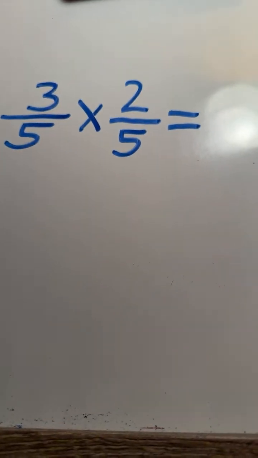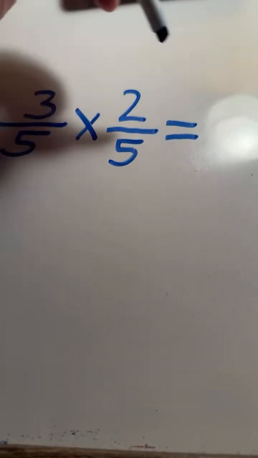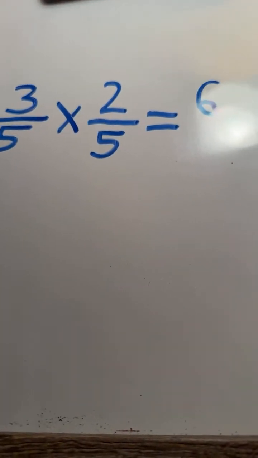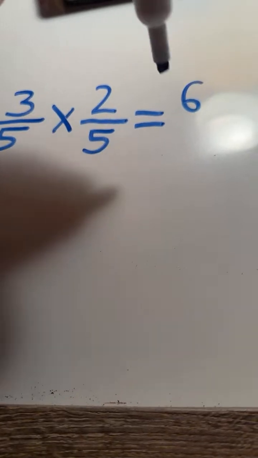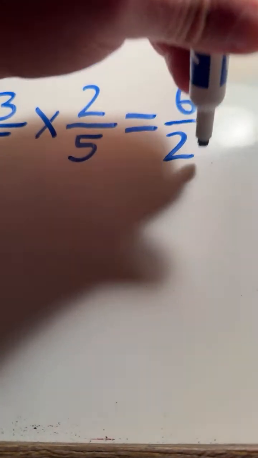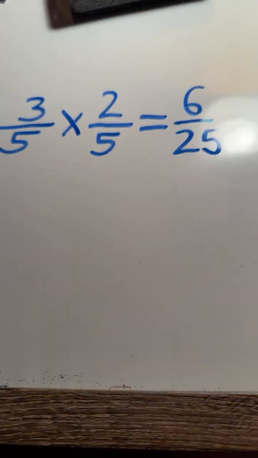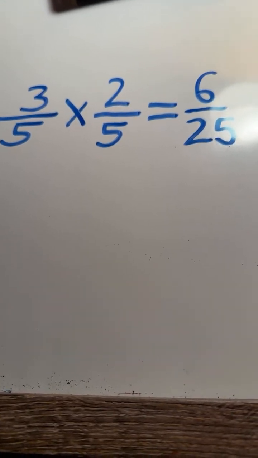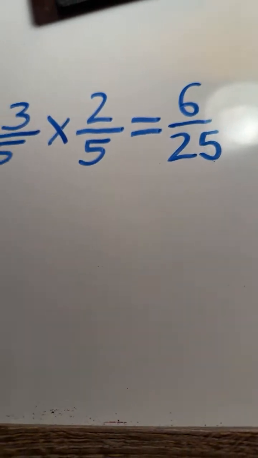All right, 3/5 times 2/5. 3 times 2 equals 6. 5 times 5 equals 25. And we have our answer: 3/5 times 2/5 equals 6/25.